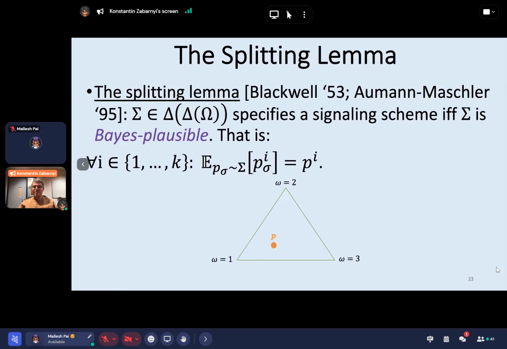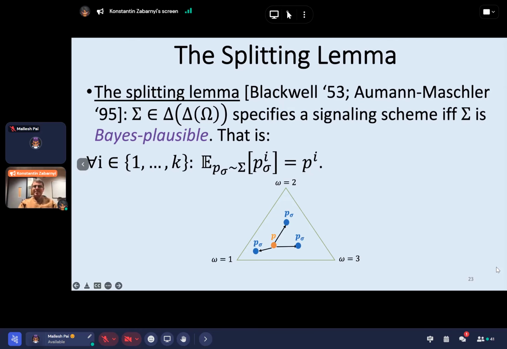So suppose for simplicity we have only three states and some prior distribution P inside the simplex of all the distributions over these three states. What can be done by the sender is just splitting the probability mass in the prior into several posteriors. The requirement is that the weighted average of these posteriors, which is just the convex combination of them, must be equal to the prior. So this is essentially the freedom of the sender, what can be done in the signaling schemes.